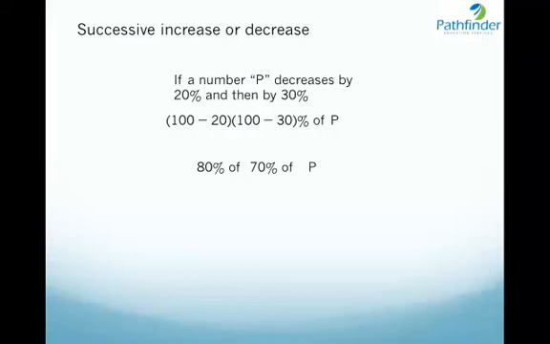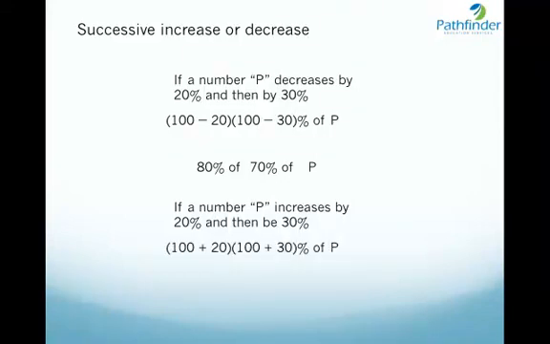And then you can simplify this. If this were a successive increase, a number increased by 20% and then by 30%, then it would be (100 plus 20)% into (100 plus 30)% of P, which is equal to 120% of 130% of P. And now you can once again simplify this. So you can calculate questions of successive increase or successive decrease in this way very easily.